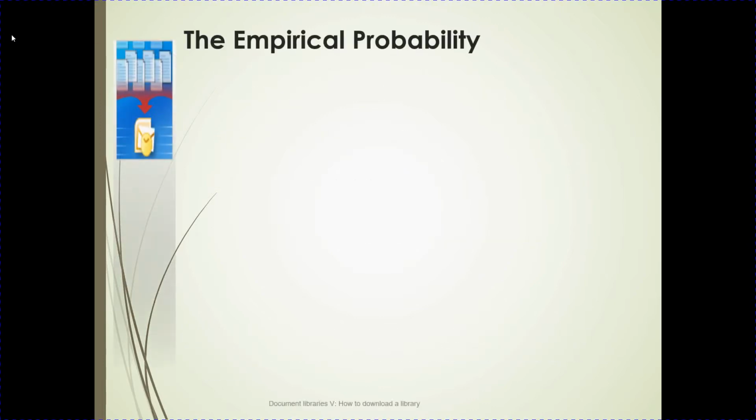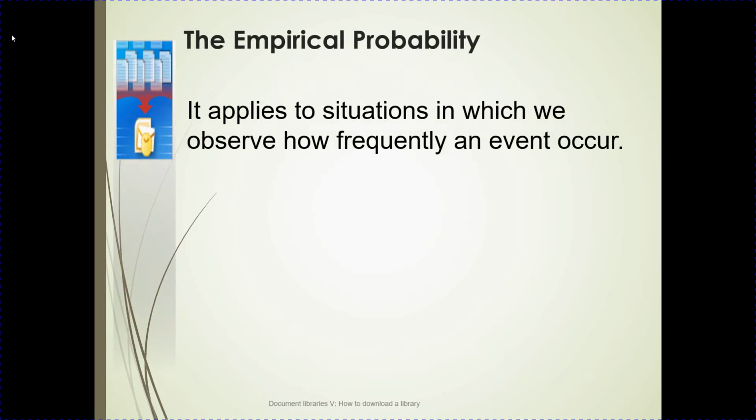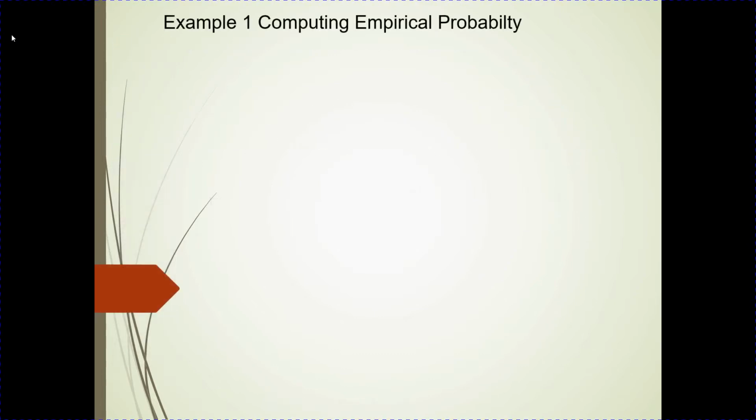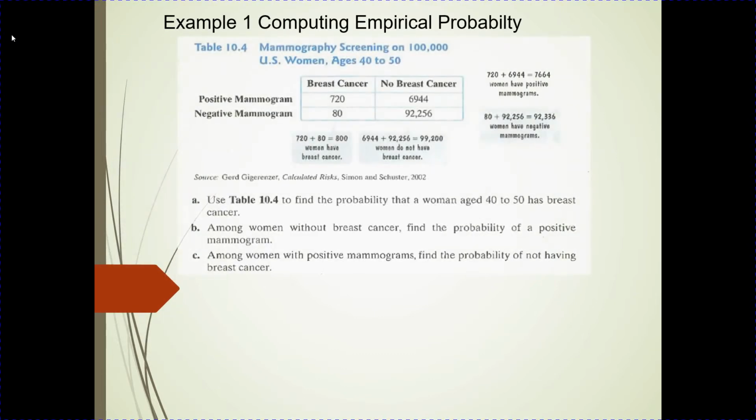Now let's go to our first point, which is empirical probability. Empirical probability applies to situations in which we observe how frequently an event occurs. To compute an empirical probability, we are going to use this formula. The probability of an event equals the observed number of times it occurs divided by the total number of observed occurrences. Now, based on this formula, let's practice an example computing empirical probability.